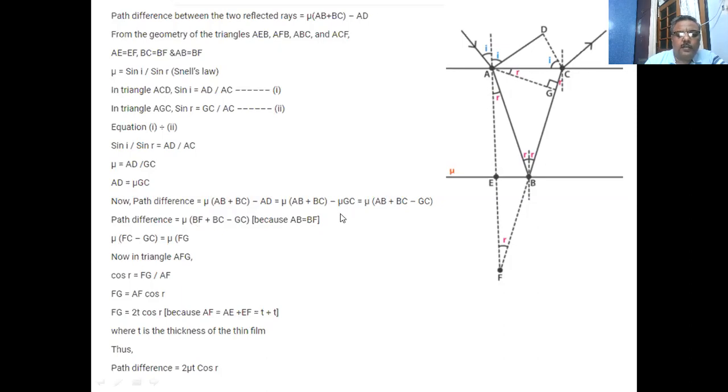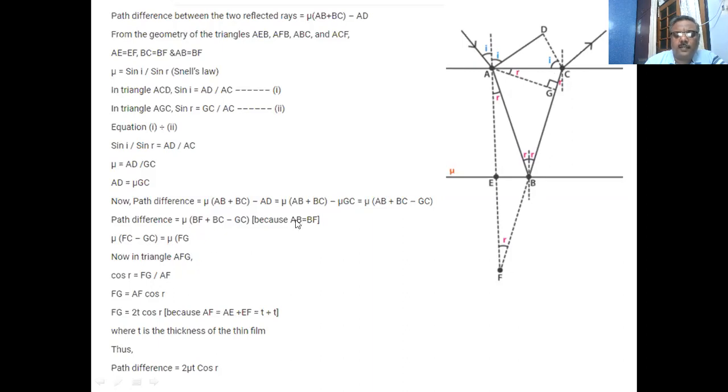Now AB is equal to BF, and we substitute that. BF plus BC is FC. So the path difference is mu into (FC minus GC). And FC minus GC is what? FG. So the path difference now becomes mu into FG.